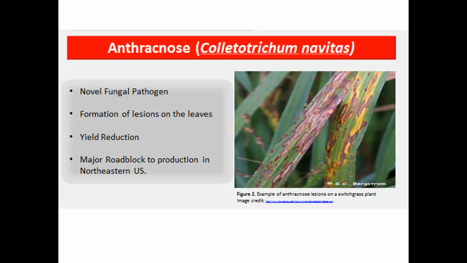The major symptom of anthracnose disease in switchgrass is the formation of these lesions on the leaves, as shown here in the picture on the right. This is actually an example of a fairly high degree of disease severity. Due to the wetter climates of the Northeast comparatively to those of the Midwest, anthracnose disease has the potential to cause significant yield reductions, making it a much less economical bioenergy crop. So, anthracnose is the major roadblock to increasing the yields of switchgrass in the Northeast.